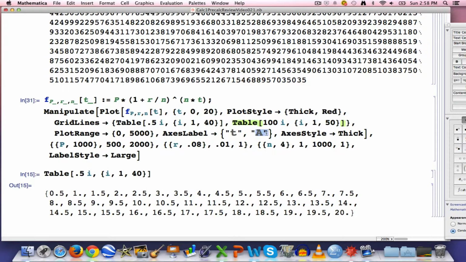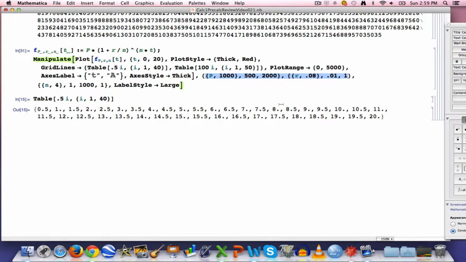The a value is the accumulated balance. That's going to be higher. The plot range is going to go from 0 to 5,000. I'm going to make the axes thick. P, r, and n are animation parameters. So let's see how it looks when I enter this.